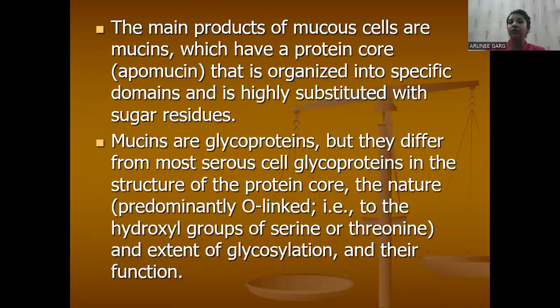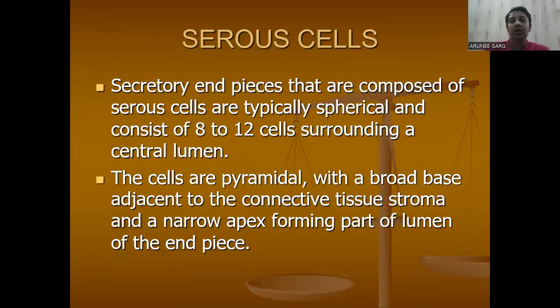The main product of the mucous cells are mucins, which have a protein core that is organized into specific domains and is highly substituted with sugar residues. Mucins are glycoproteins basically, but they differ from most serous cell glycoproteins in the structure of the protein core. That is, they're predominantly O-linked. And also they differ by the extent of glycosylation and their function.